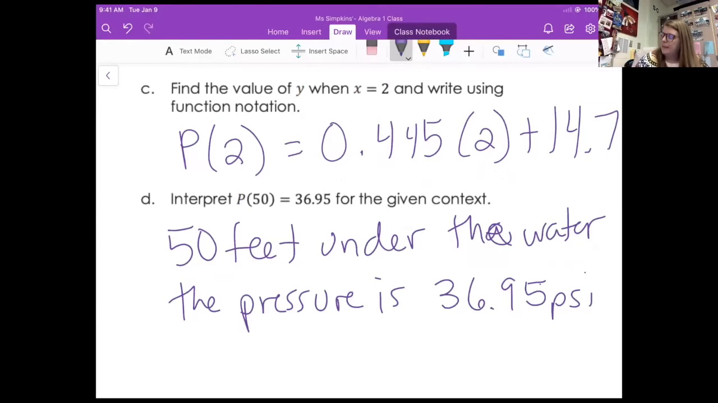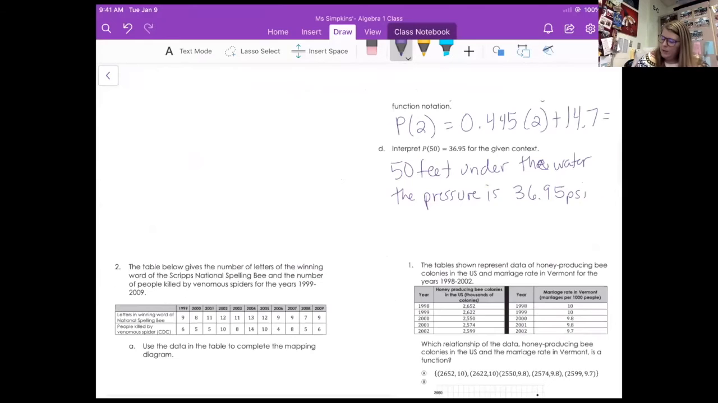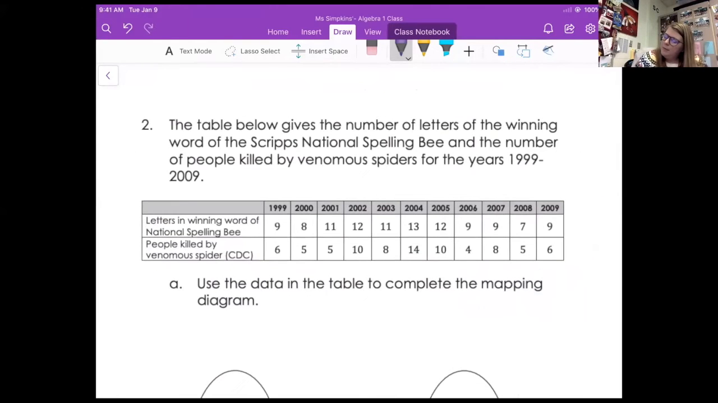Okay, so let's talk about something that is not a function. The table below gives the number of letters of the winning word for the Scripps National Spelling Bee.